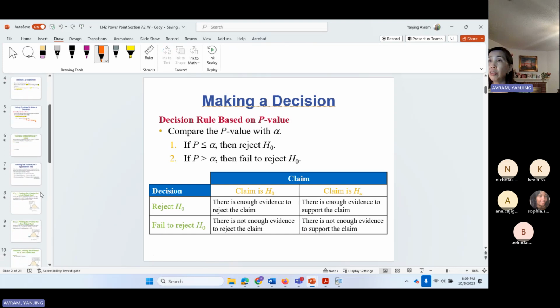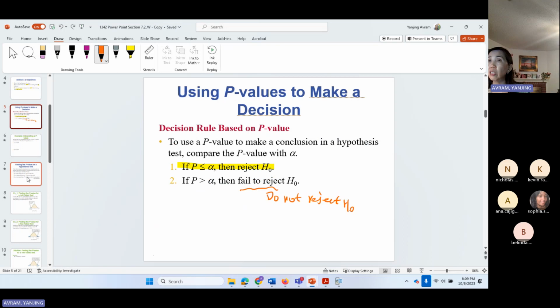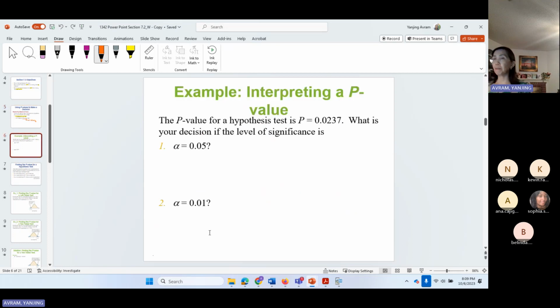All right, so given these things, now we're gonna look at a decision example. If the p-value for a hypothesis test is 0.0237, what is your decision if the level of alpha is 0.05? Okay, so we have a p. I usually like to write down the p, 0.0237. Okay, so is p greater than or less than alpha? Anyone?